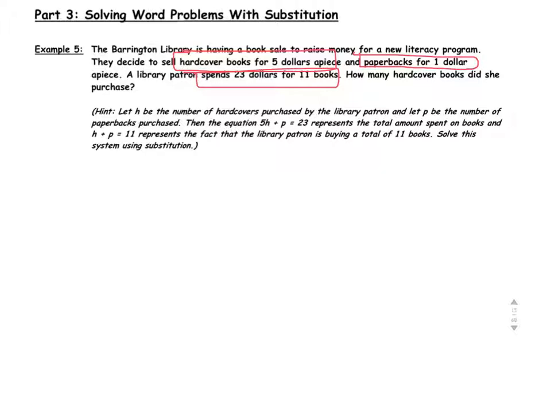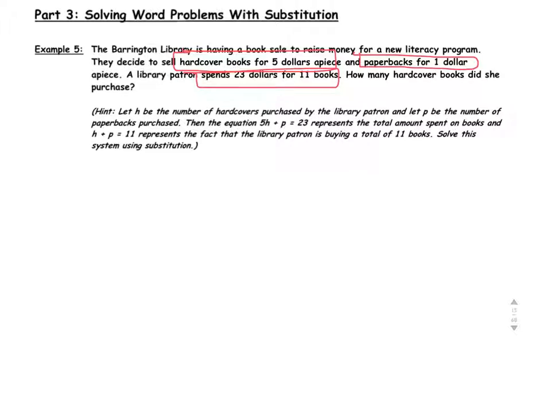Anyways, there are two pieces of information here that are going to help us out. The first is how many total dollars were spent. This is nice because we know the cost of the books: $5 for a hardcover, $1 for a paperback. Some combination of these two has to add up to $23. The other piece of information is that this patron bought 11 books. So again, some combination of hardcover and paperbacks has to add up to 11 books.